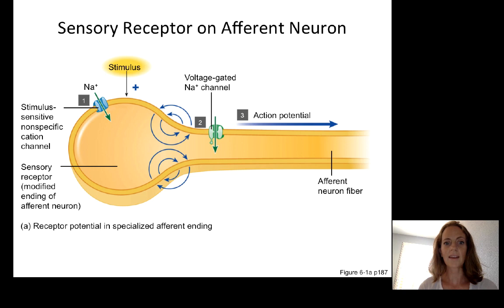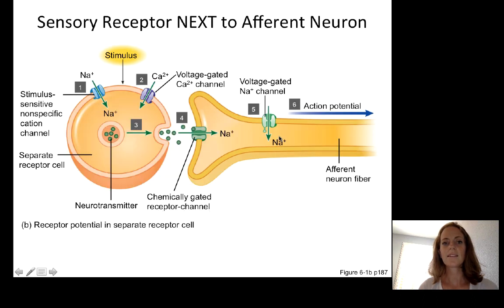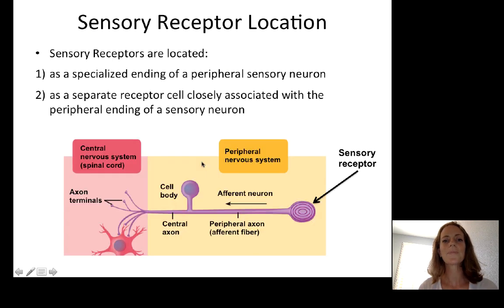Oh, we've got that in a couple of slides. I'm going to show you them anyway, and then we'll back up. So the sensory receptor on the afferent neuron is here. There's the sensory receptor attached to the afferent neuron. The sensory receptor next to the afferent neuron will then be releasing neurotransmitter to depolarize or affect the afferent neuron. Okay, let's go back to where we were.